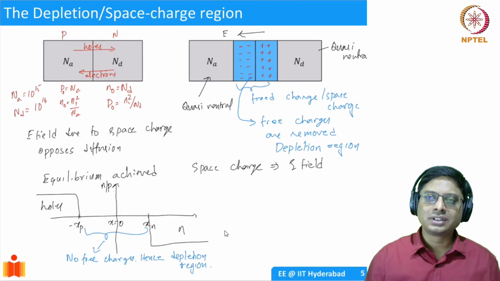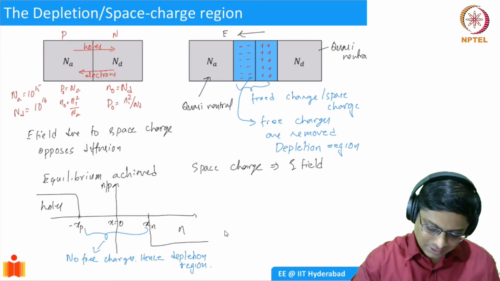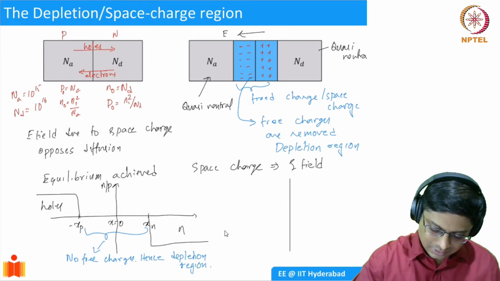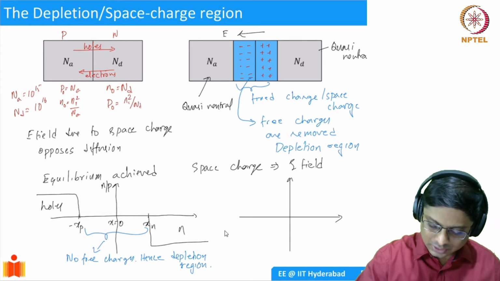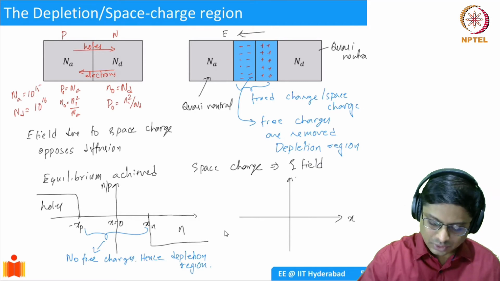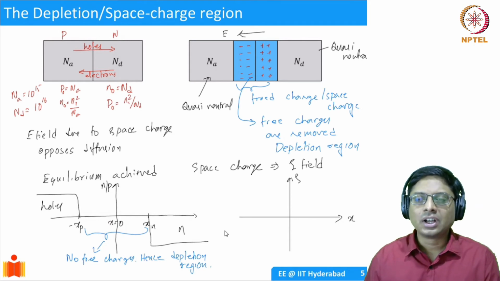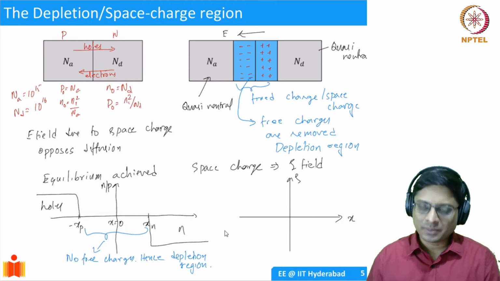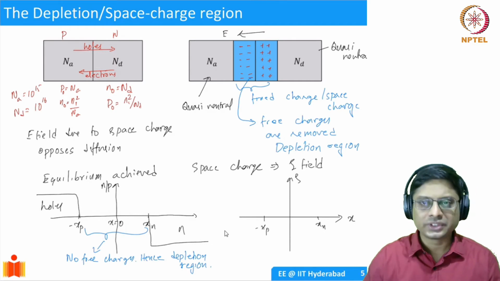Now I also want to plot how the space charge looks, because that has a lot of implications for us. To do that, I'll take axes, and I want to plot x versus rho. I'll just give a common name, rho, essentially the space charge density. How would it look? Take a moment and think about it. So this is going to be your, let's say, xn, and this is going to be minus xp. And 0 is the junction.